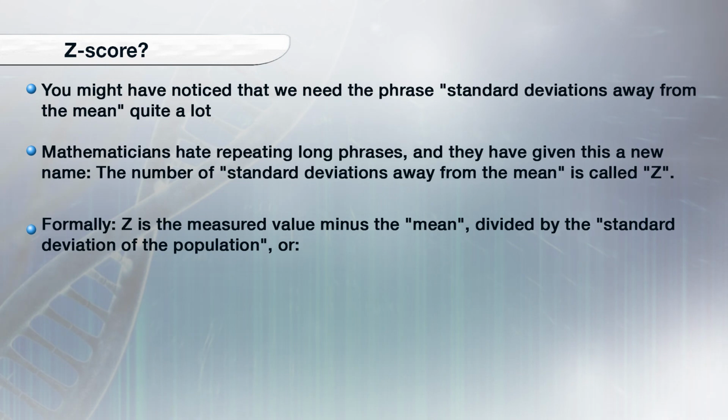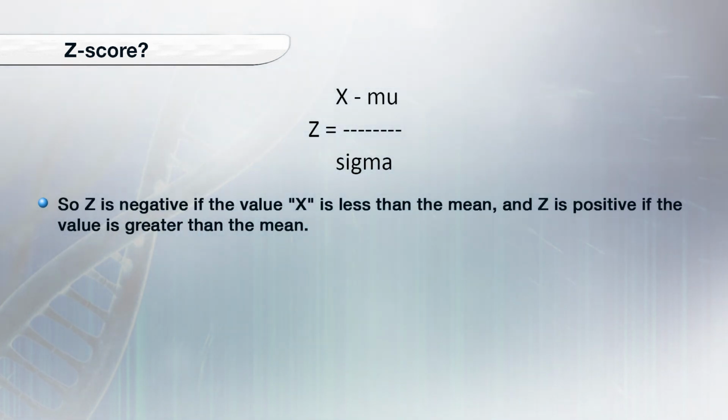Formally, Z is the measured value minus the mean divided by the standard deviation of the population. So, very clearly we can see the Z score calculation when all this understanding is given. So, let us see the formula. Z is equal to x minus mu divided by sigma. So, Z is negative if the value of x is less than the mean, and Z is positive if the value is greater than the mean.